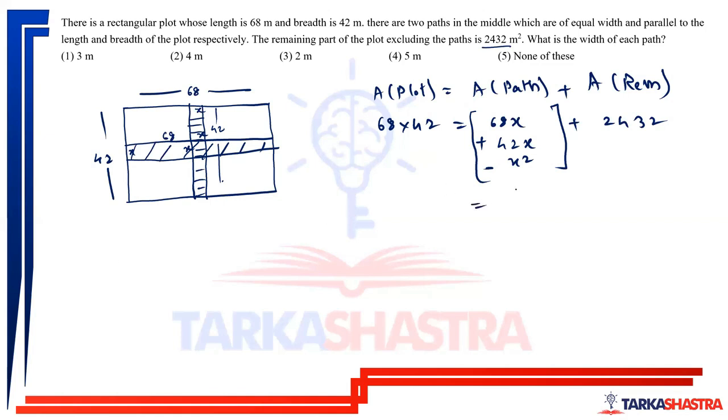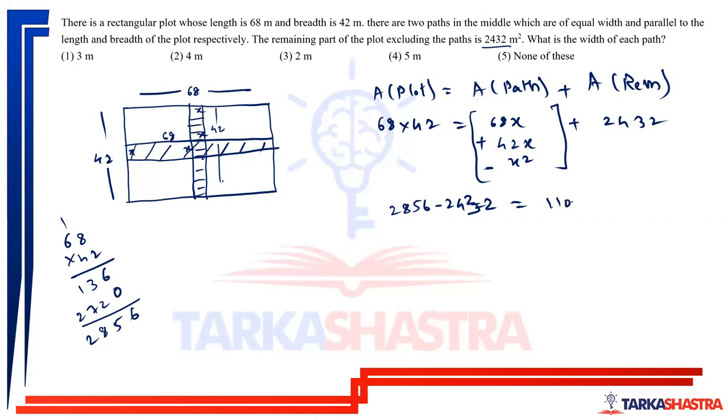So first we'll have to do 68 into 42. So 16, 1 carry, this is 12, 136, 0. This is 272. This is 6, this is 5, this is 8, this is 2. 2856 minus 2432 is equal to 68 plus 42 will become 110x minus x square. Now this is how much? This is 4, this is 2, 424. This x square will come here, will become positive. This 110 will come here and will become minus 110x plus 424 equal to 0.